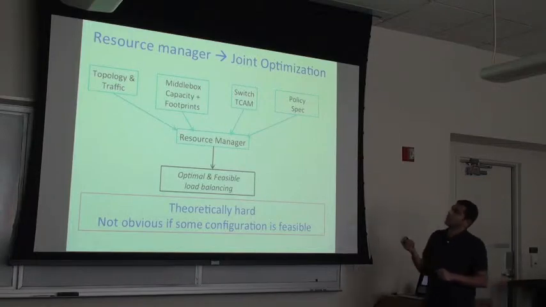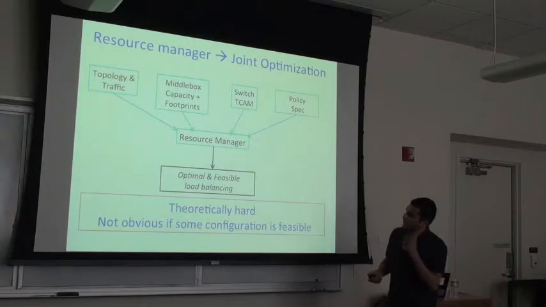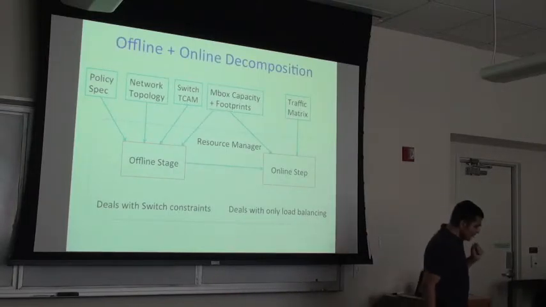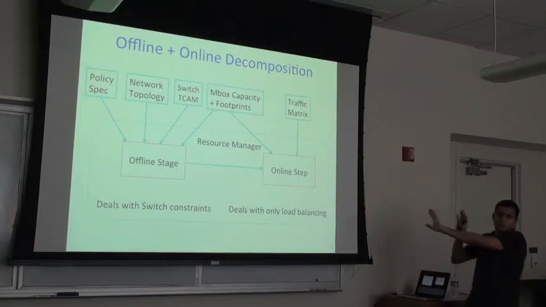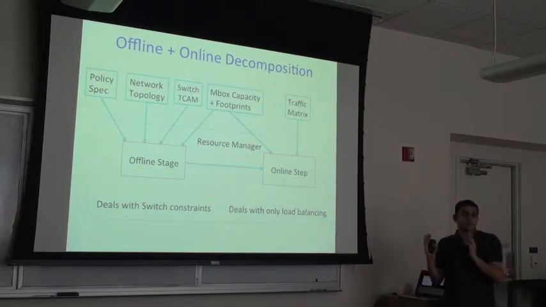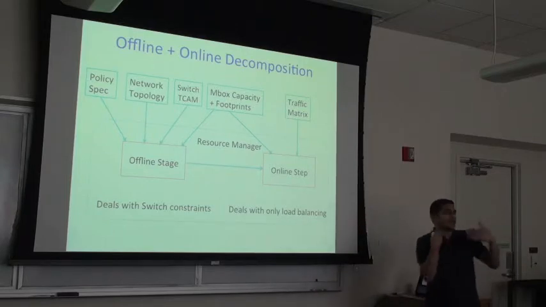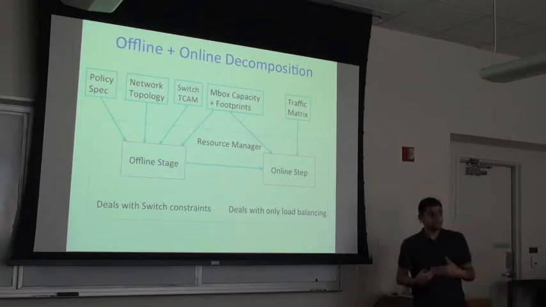Our solution to this resource management problem is a simple but effective insight. The insight is that you can decompose what looks like a very hard, theoretically hard problem into an offline stage and an online stage. In the offline stage, we deal with the hard part. You have these hard switch constraints, which are a hard limit on the number of rules a switch can handle.